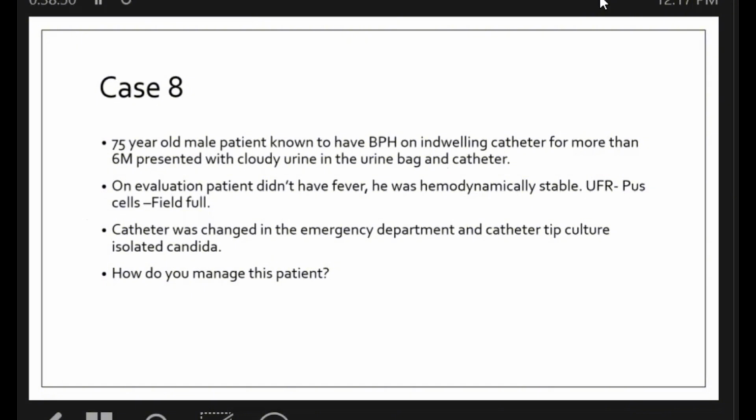This case is a 75-year-old patient, known to have benign prostatic hyperplasia, with an indwelling catheter for more than 6 months, presenting with cloudy urine in the urine bag and the catheter. On evaluation, he didn't have any fever, was completely asymptomatic, with no suprapubic tenderness. The catheter was changed in the emergency department, and for some other reason someone sent the catheter tip, and it yielded a bit of Candida. How do you manage this patient?